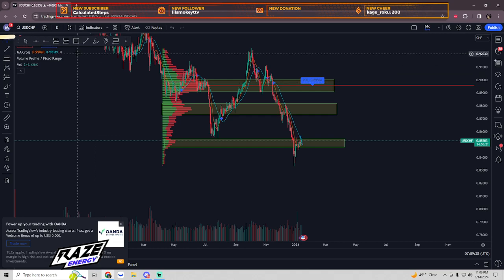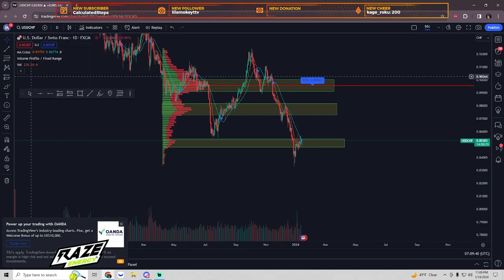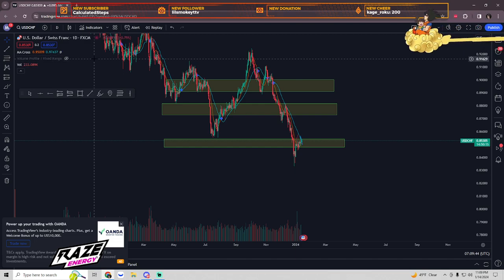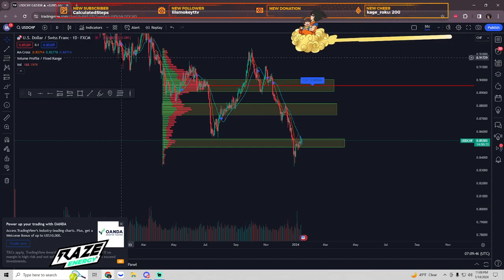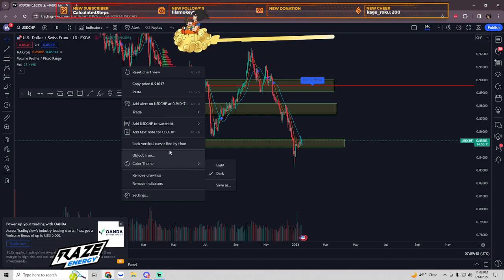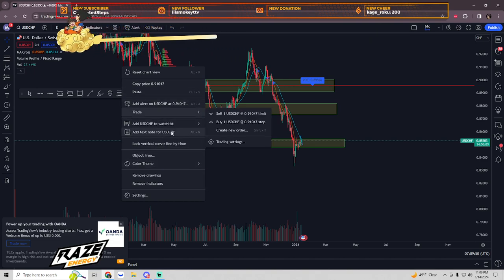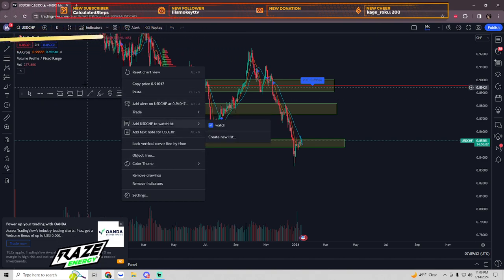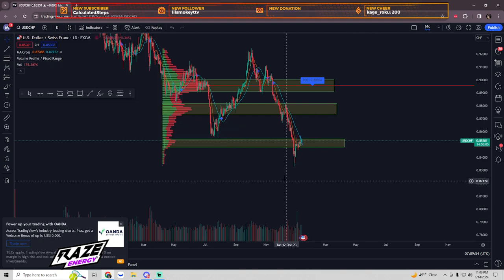Make drawings invisible. Hide drawing. Whatever. This right here, this green and red bars.